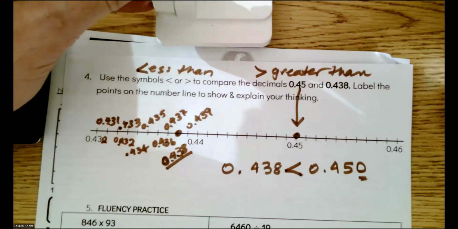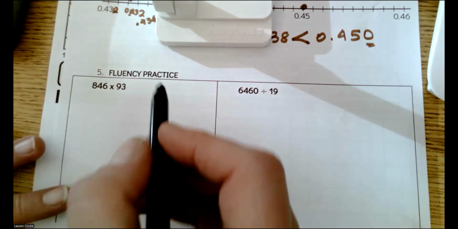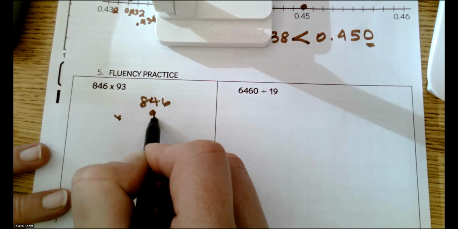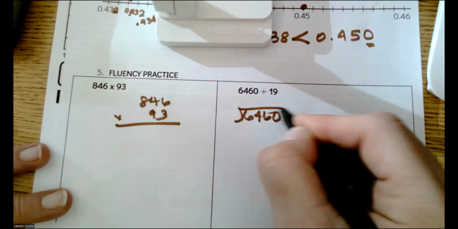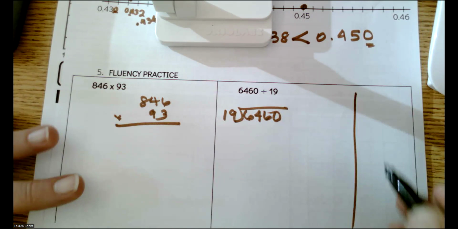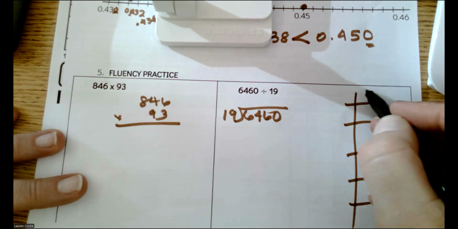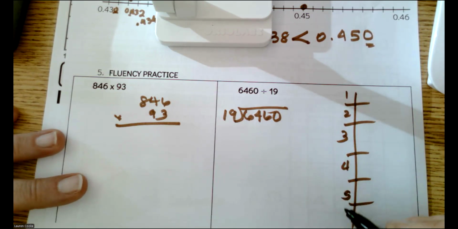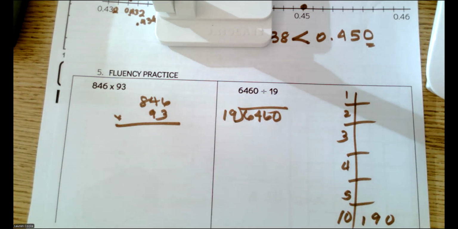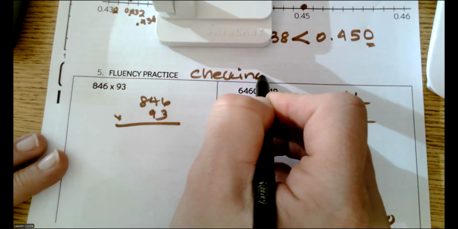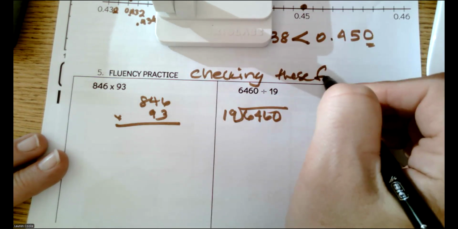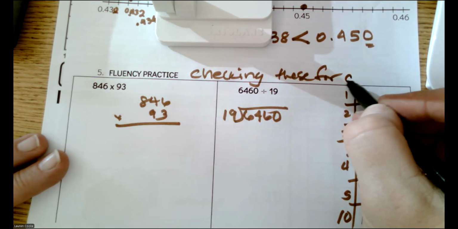All righty. Okay, and then we're just doing our fluency. All right, 846 times 93, and then 6,460 divided by 19. I'm just going to set this up for you. 1, 2, 3, 5, and 10. We'd have 190. And I look forward to your answers. So definitely check these for accuracy.